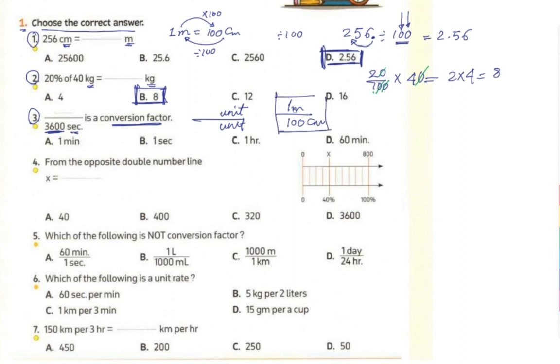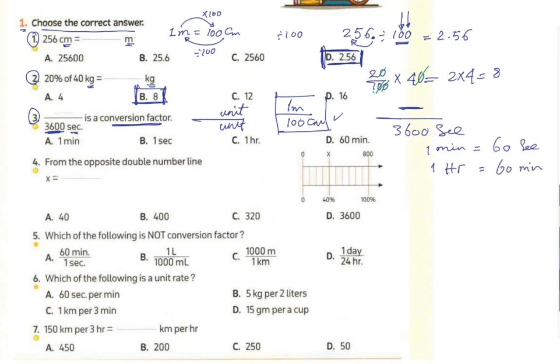Why? Because 1 meter equals 100 centimeters. That's it. But here we have what? We have space here and 3600 seconds. Now I need to find out what 3600 seconds equals. We know that second and minute, I know that 1 minute equals 60 seconds. Right? And also I know that 1 hour equals 60 minutes.